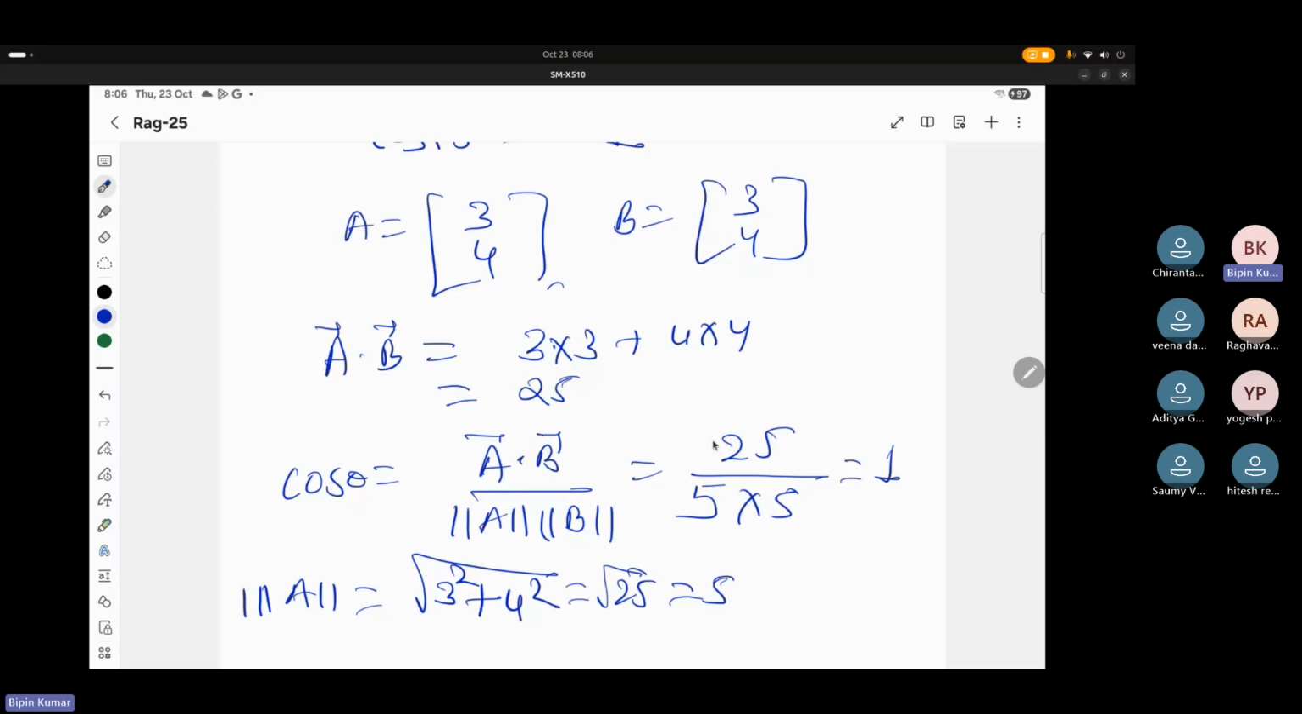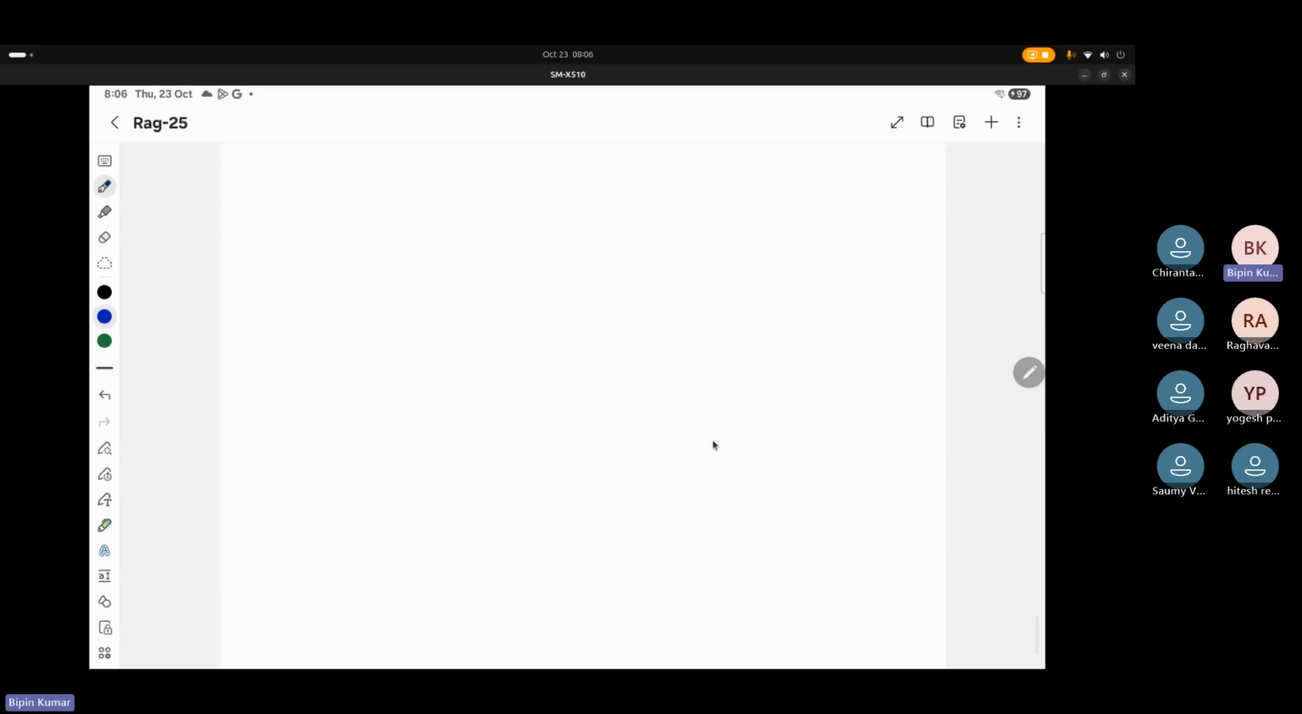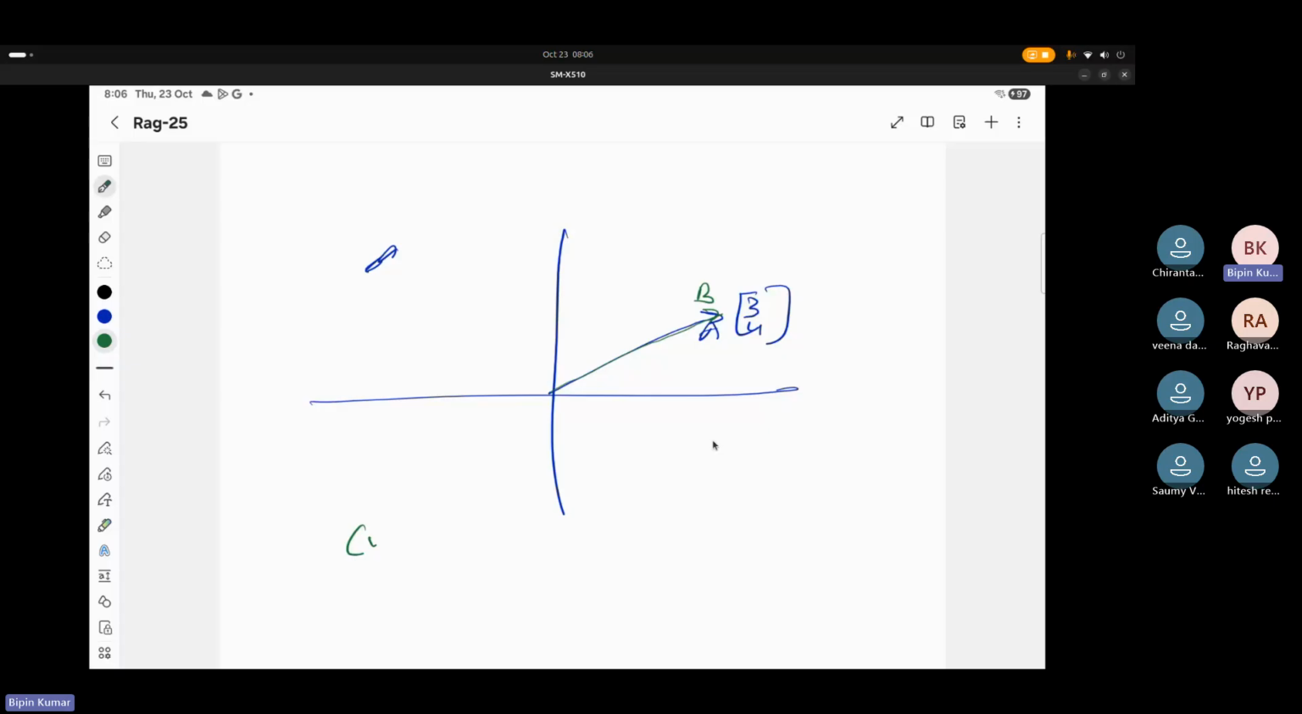Now, since both vectors are the same, for example, let's say this is a, and the b vector is also here, just overlapping because both a and b are the same. So when both vectors are the same, cos theta, that is a dot b over norm of a, norm of b, will be 1.